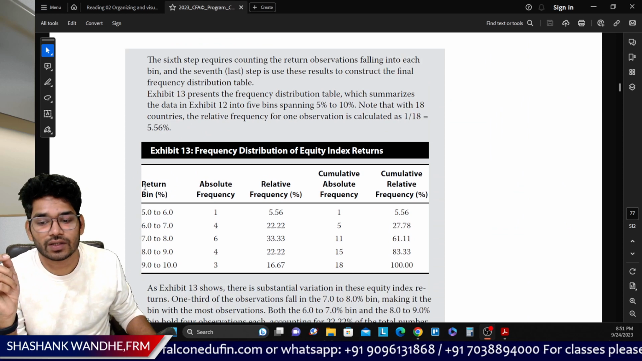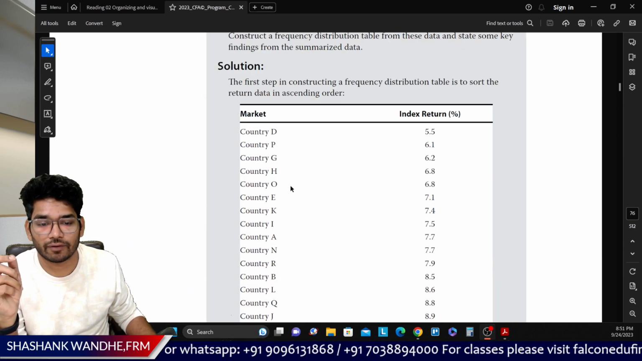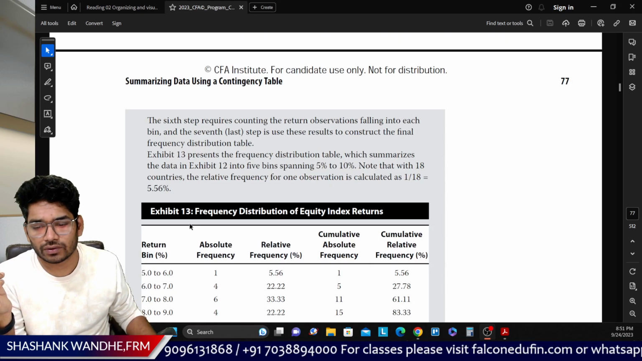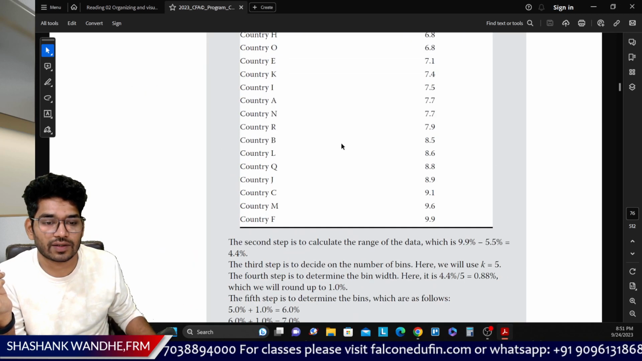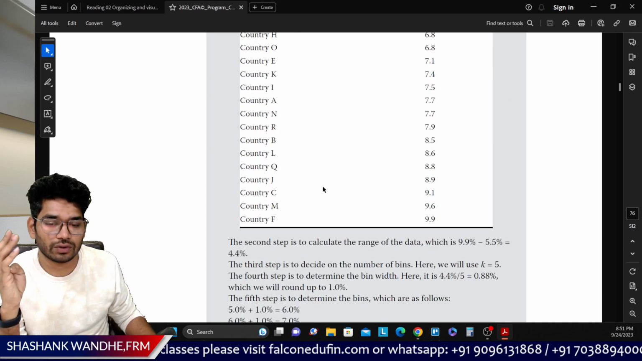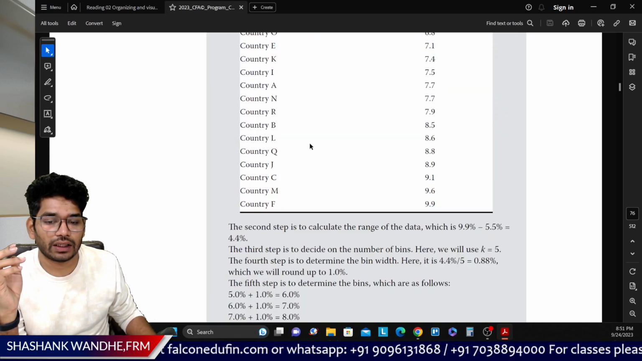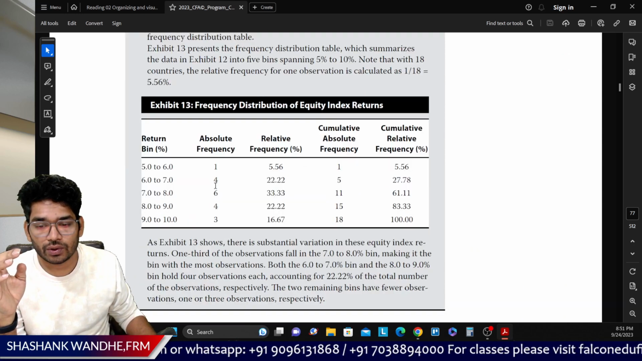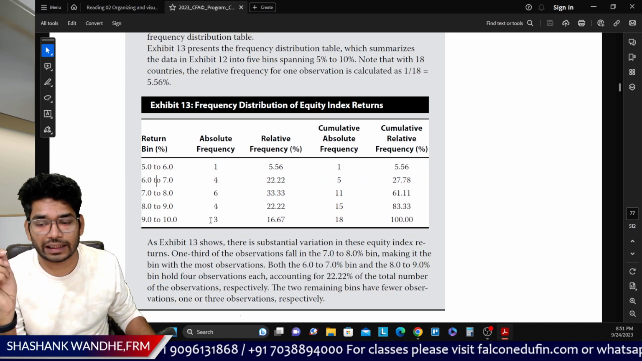Now see, the return bin is 5 to 6%. We have to measure how many values are between 5 to 6%. It is 5.5%, that's it. So here we have absolute frequency only 1. If you consider 6 to 7%, we have 1, 2, 3, 4, so 4 values. So absolute frequency is 4, like this. And this is how we have the total observations. Total number of observations is 18 in this particular case. If you total the absolute frequencies, 1 plus 4 plus 6 plus 4 plus 3, you will get the answer 18.